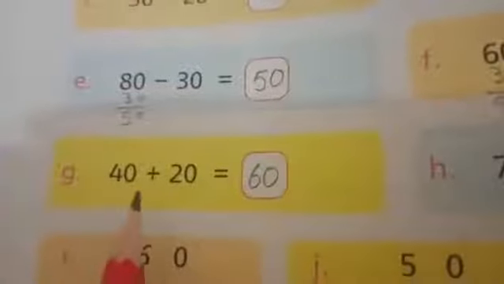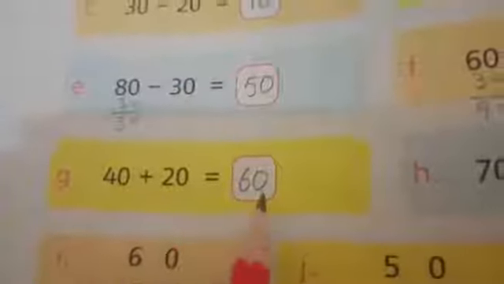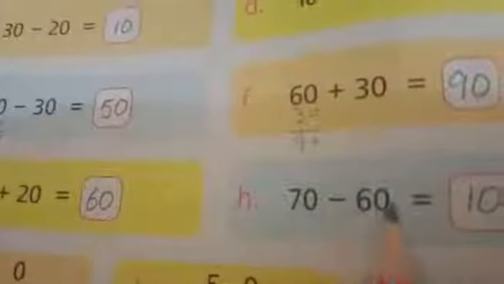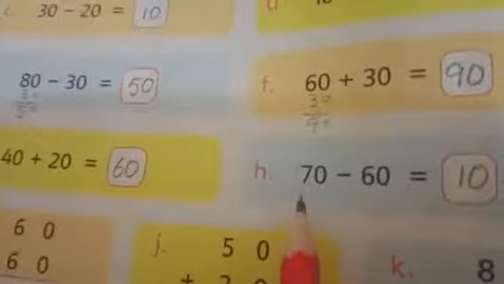Now we will add 60 plus 30. 6 and 3, 9. Question number G is 40 plus 20. The answer is 60. And the next one is 70 minus 60. The answer is 10.